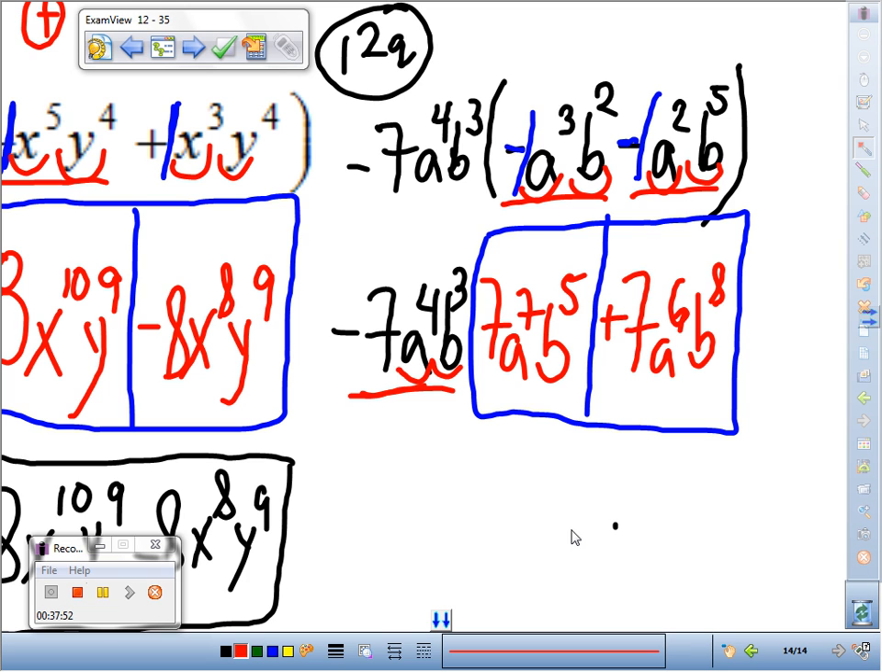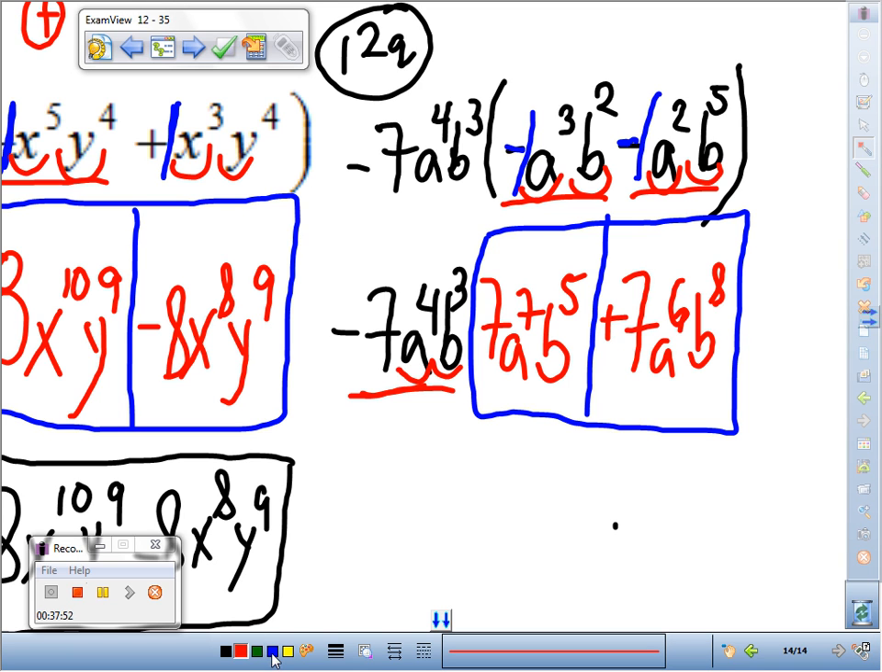How can we add a 7? Why can't we combine these two? Because they need to have the same exact variables with the same exact exponents. So, do both of these have a and b? Yes. Do both of these have 7 and 5, 7 and 5? No. That's why we cannot combine them.